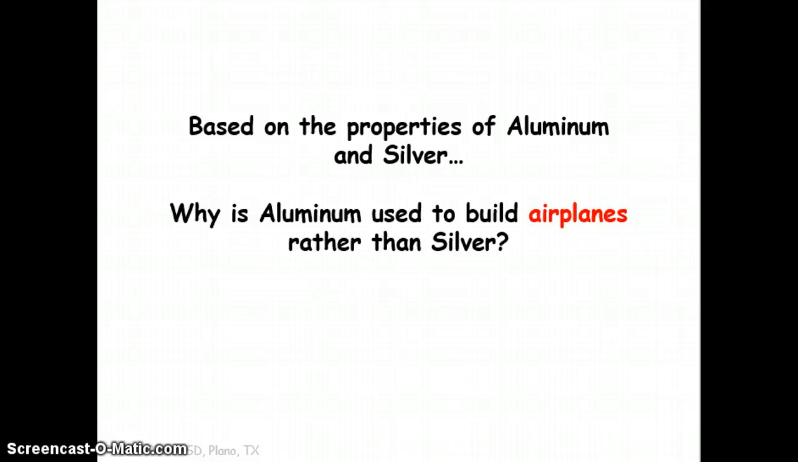You might have said that aluminum is easier to find than silver, and so it's less expensive. That is one reason that airplanes are built out of aluminum. You might have also said that aluminum has less mass than silver. This is important because airplanes have to be able to fly. So aluminum has less mass per volume than silver would have, which makes the airplane lighter and more easily able to fly.